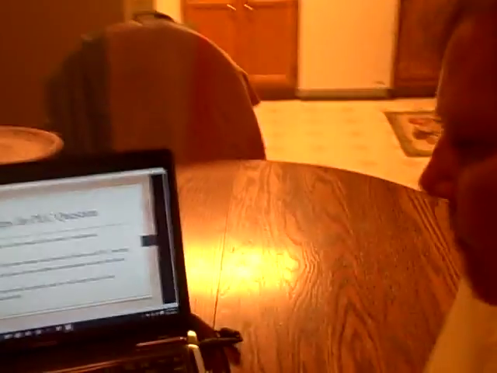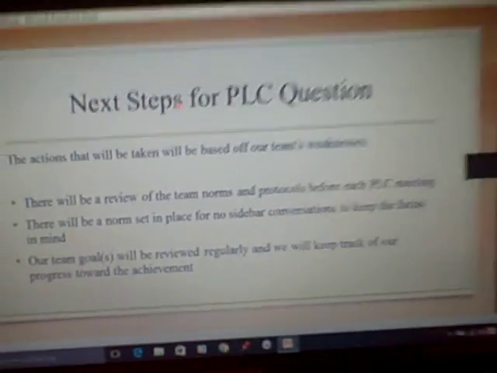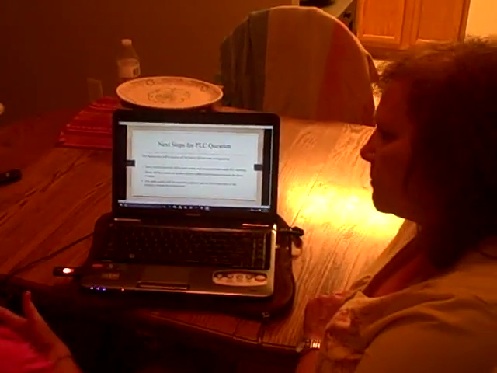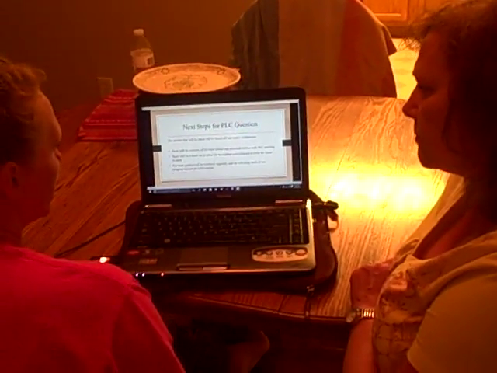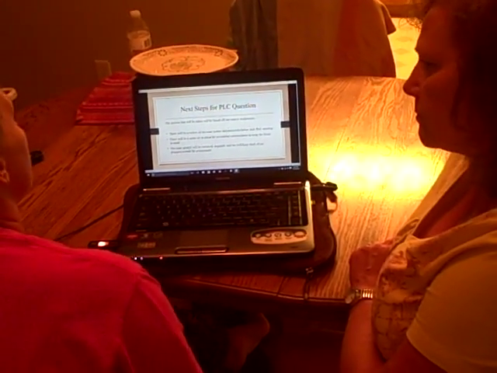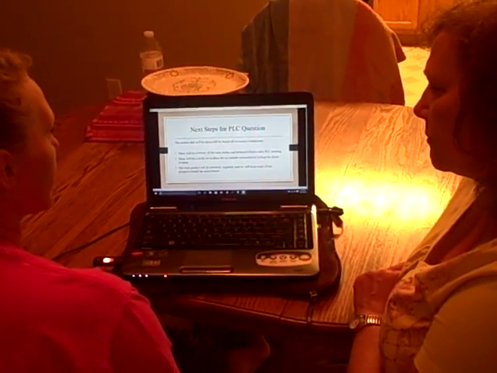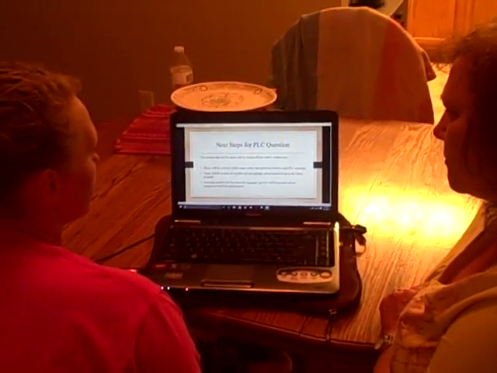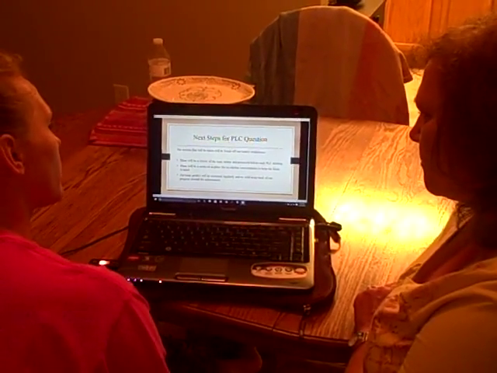So for some next steps for this PLC question, the actions that will be taken will be based off of our team's weaknesses. There will be a review of the team norms and protocols before each PLC meeting. I think that's something we just didn't seem to do, and that's why we lost so much focus. Based off of the survey data, everybody seemed to know the norms, but I think reiterating them before each team meeting helps keep that focus. There will also be a norm set in place for no sidebar conversations, which I think would help us with focus as well.